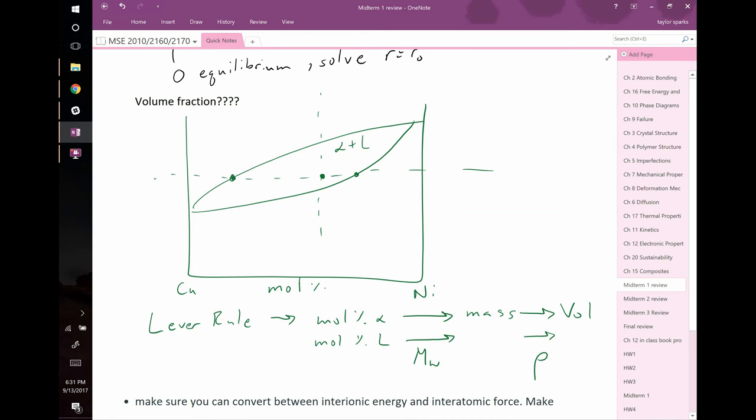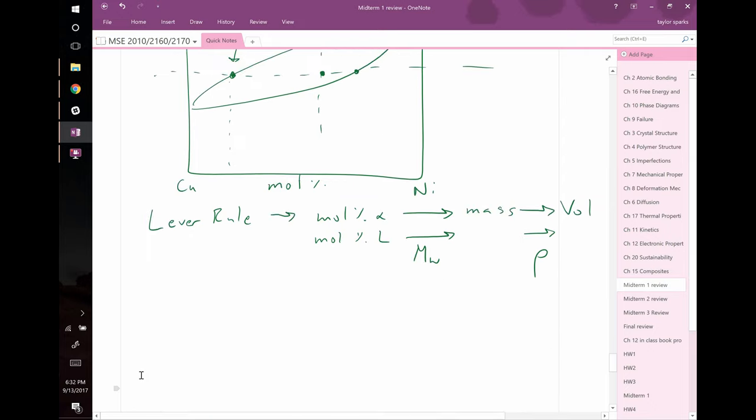Yeah. So if you're going to be taking the molarity of your alpha phase or your liquid phase, what would you use for the molecular weight of this liquid? That's a good question. Right, that's liquid. The composition is composition L, right? Maybe, I don't know, call it 20%, 20 atomic percent of nickel. So what do you use for the molecular weight? That's a really good question. How would you do this? Anybody? What do we use?